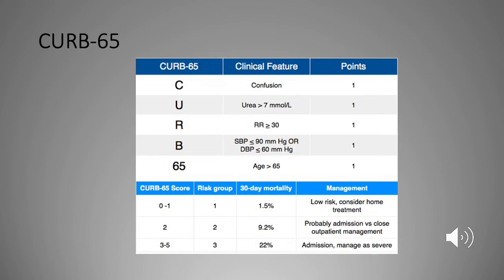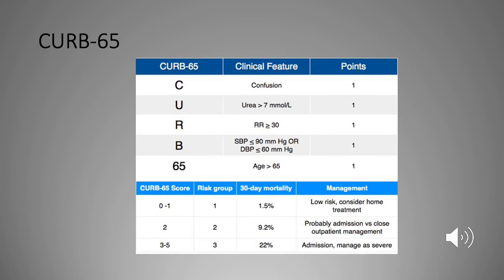The U stands for urea greater than 7. The R is elevated respiratory rate greater than or equal to 30. The blood pressure is systolic less than 90 or diastolic less than 60. And the age is greater than 65. Each of these earn you a point. So this scoring system, you can commit to memory, but it's also, like all of these, pretty easy to use on MD Calc.